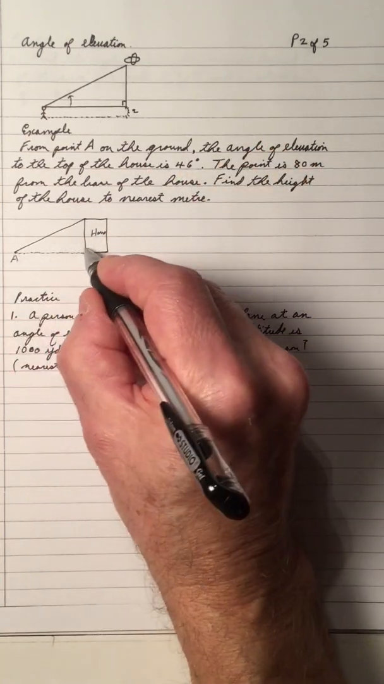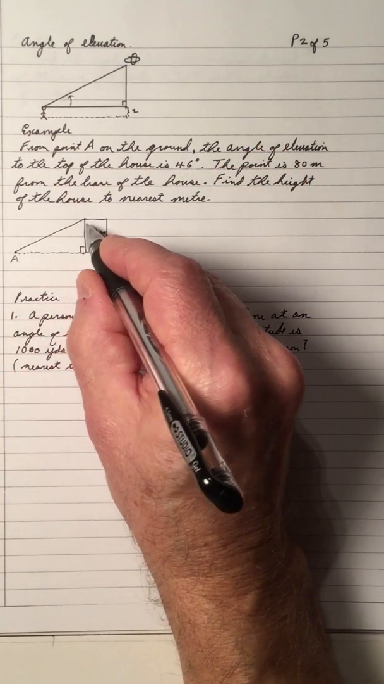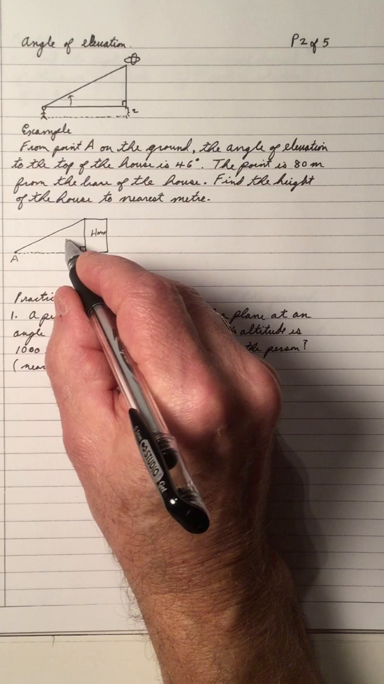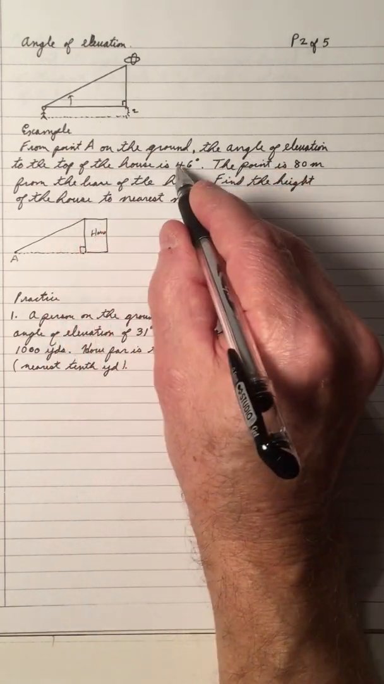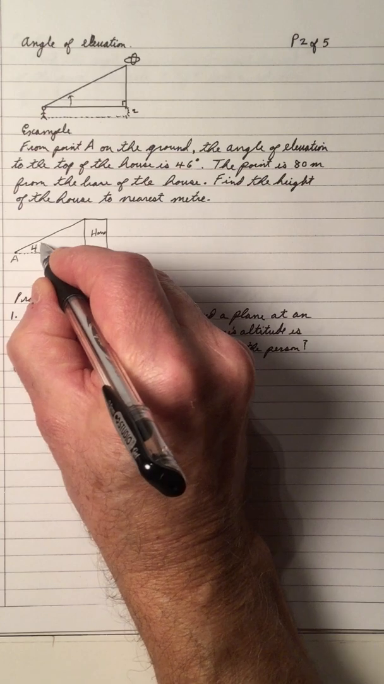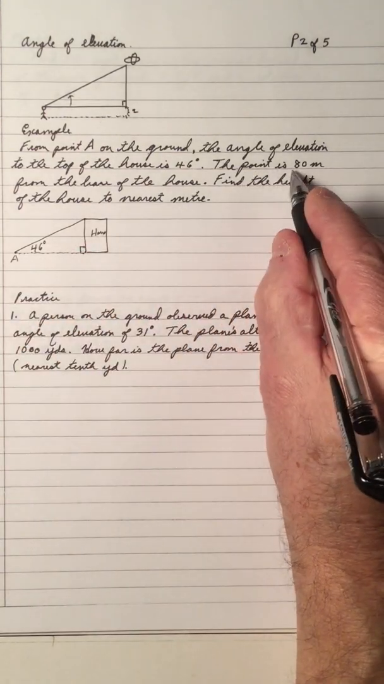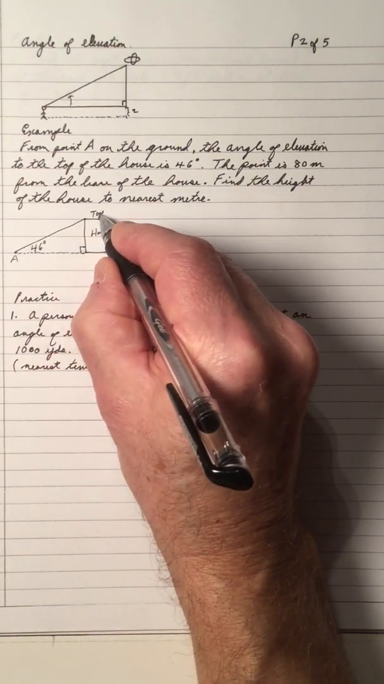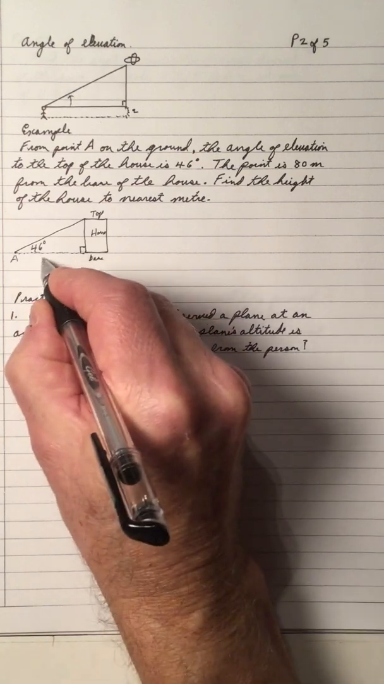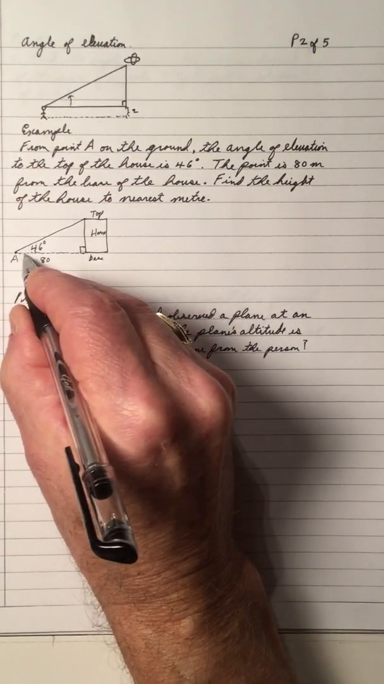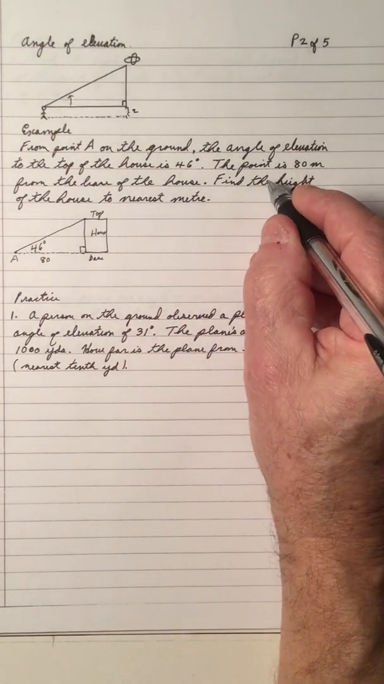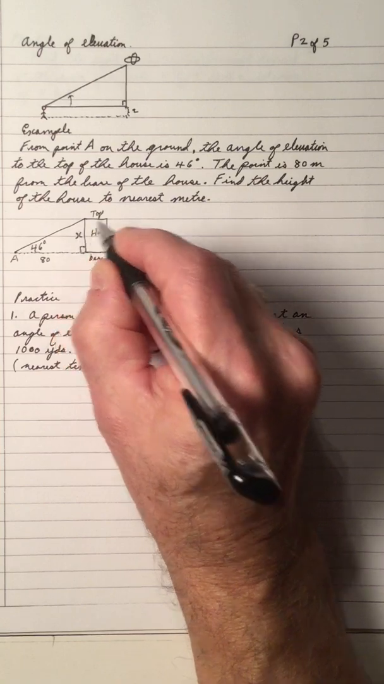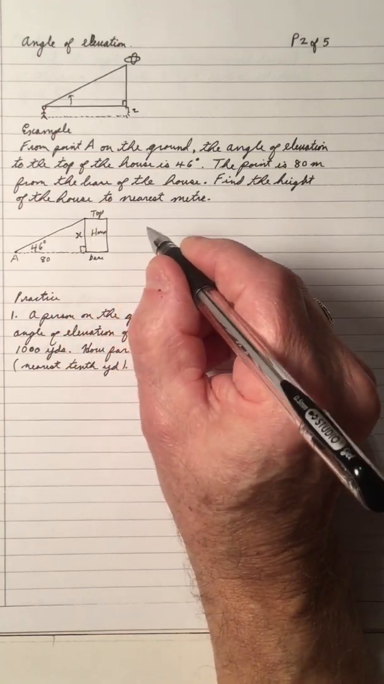So there's the point A, and the house is perpendicular to the ground, forming a right angle right when the ground and the house meet. There's the right triangle, and the angle of elevation to the top of the house is 46 degrees. The point is 80 meters from the base of the house. So there's the top of the house, that's the base of the house, so 80 meters is from there to there. Now we want to find the height of the house. So the height of the house is x. I could use an h, but an h would get confused with hypotenuse.